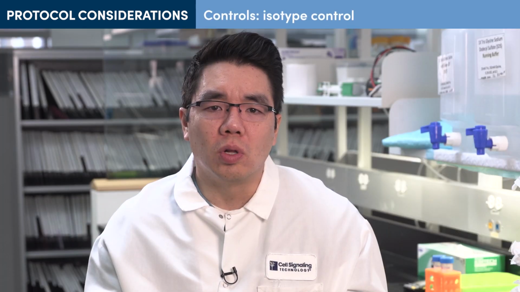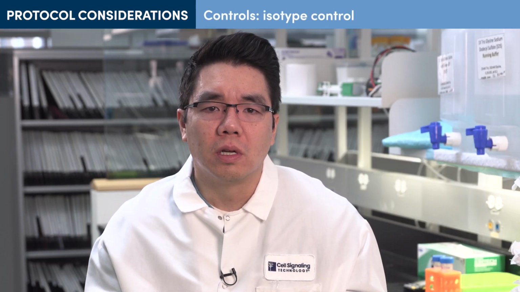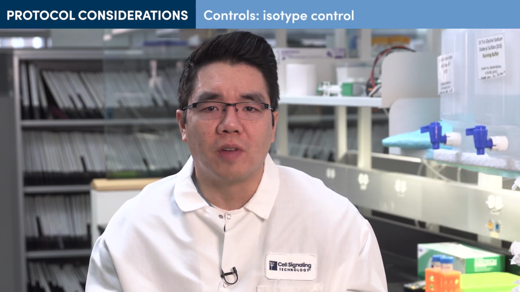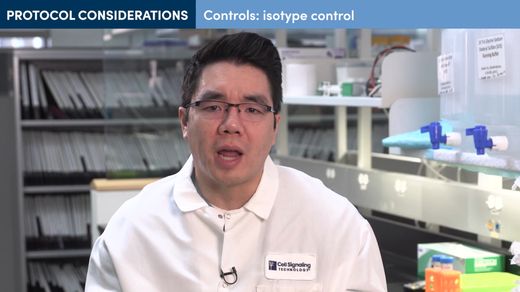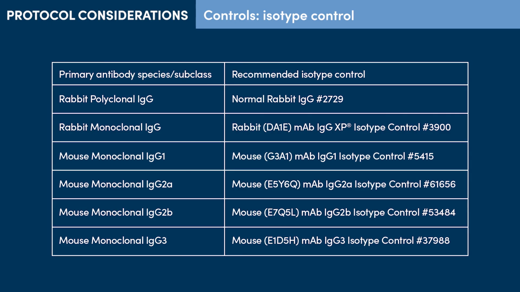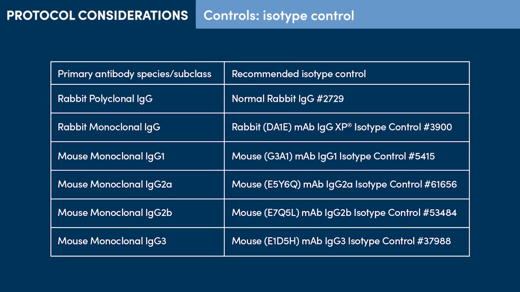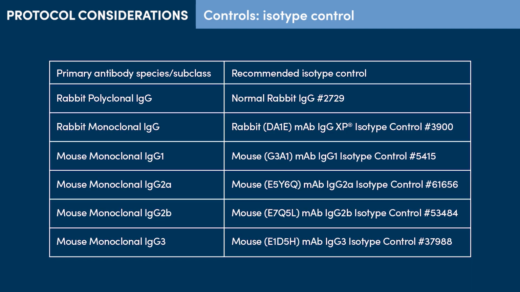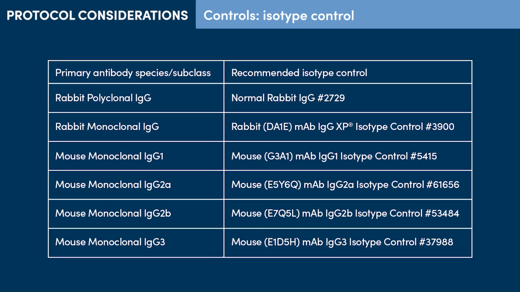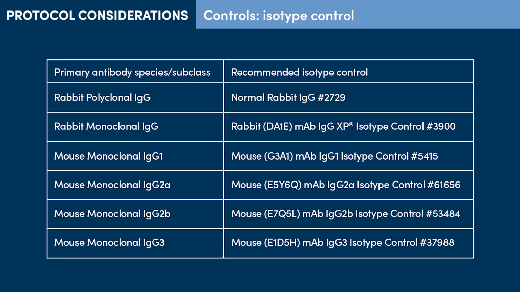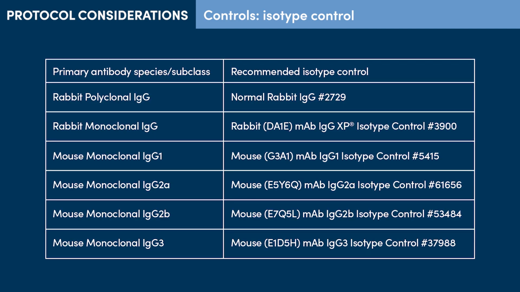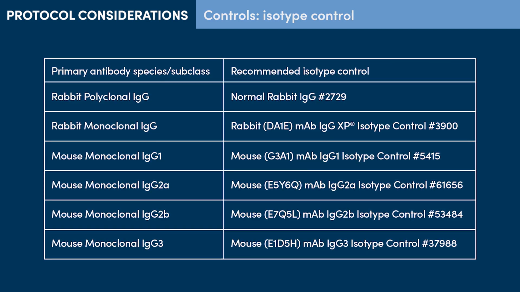An isotype control is a necessary negative control. It is used to report if non-specific binding of the target of interest to the antibody is occurring. Choose an isotype control from the same host species and immunoglobulin class and subclass as the antibody used for the immunoprecipitation reaction, and match its concentration to the IP antibody.